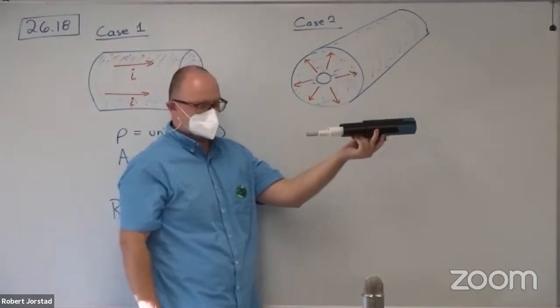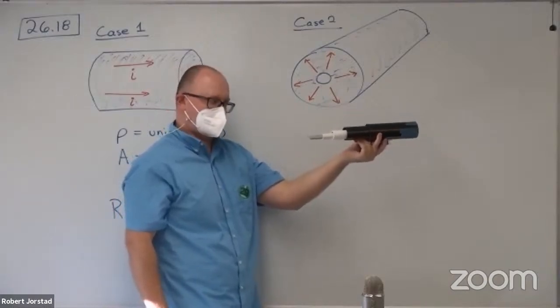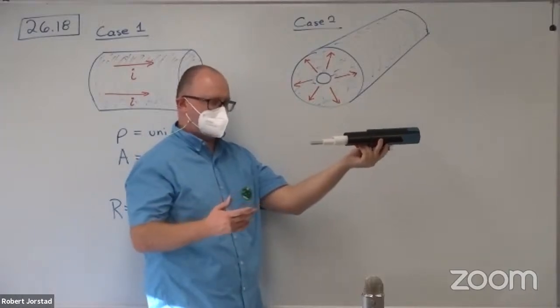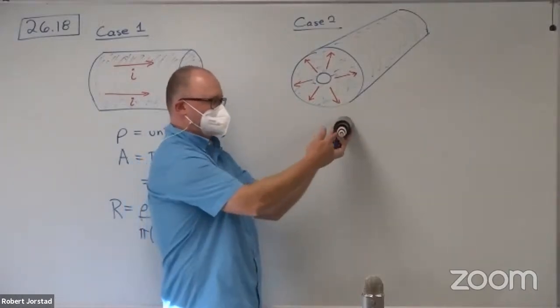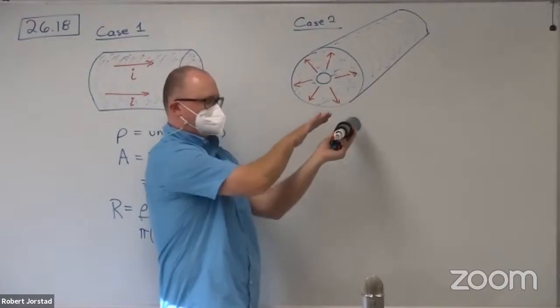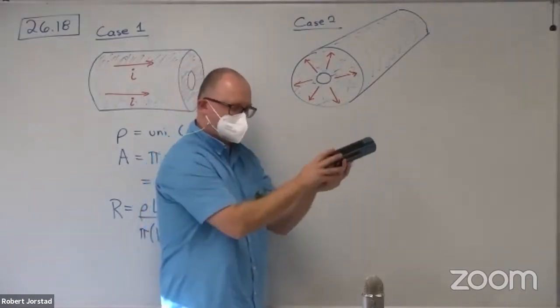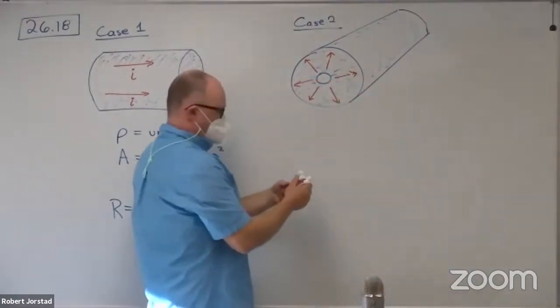Surface area of which part of the cylinder? Is it going to be this little part that I'm tracing out, or is it going to be the sidewall? Sidewall, right? So this is hard to draw.